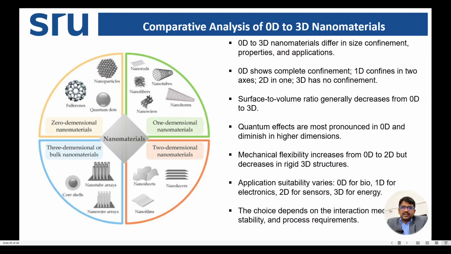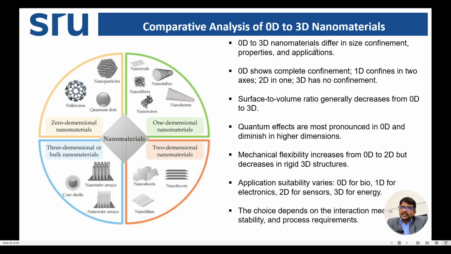Sorry. Nanosheets, nanolayers, nanofilms. What are the best examples for two dimensional materials? Graphene, MXene, g-C3N4. These are all 2D materials. Next, 3D materials. Okay. Now we will see the comparative analysis.